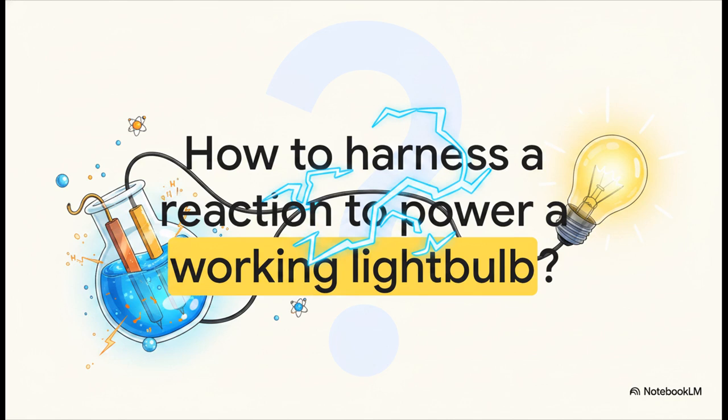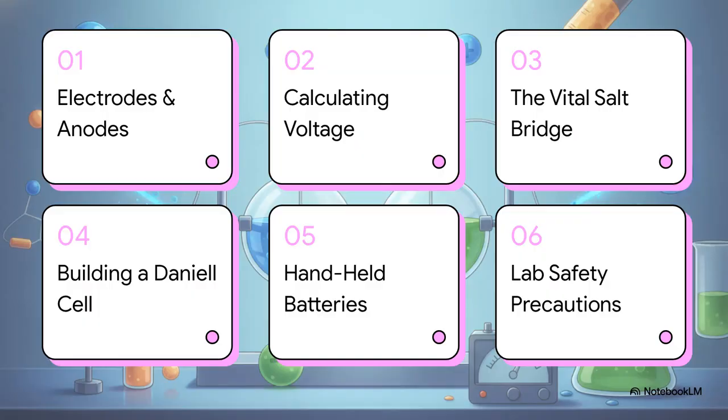Keep that idea right in the back of your mind as Dr. Cam guides us through the build today. All right, here's our roadmap for today. We're going to cover electrodes, your cathodes and anodes. Then calculate our cell voltage, explore the vital salt bridge, physically build a Daniell cell, scale it down to some DIY handheld batteries, and finally, lock in our crucial lab safety precautions.